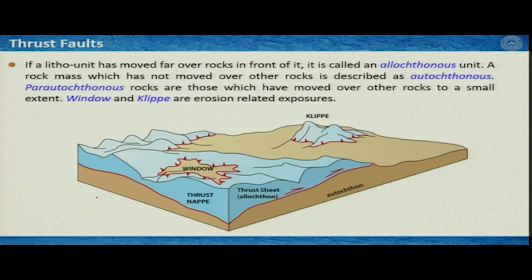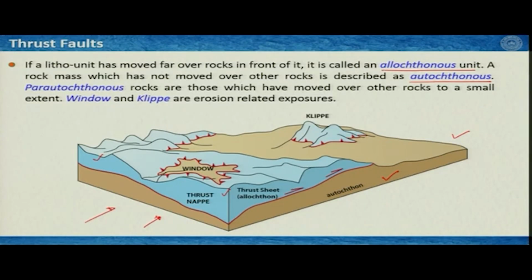Now if a tectonic unit has moved, for example, far over the rocks in front of it, that means it doesn't stay in its original position, so it's mostly due to overthrusts. Then, as we learnt previously, and we have also seen this illustration, this is known as an allochthonous unit. Now a rock mass which has not moved over other rocks is described as autochthonous. So for example, here this is an autochthon because it stays in its original position, at its deposition site, but this blue unit that we see here has moved far from this side and it is now staying here.